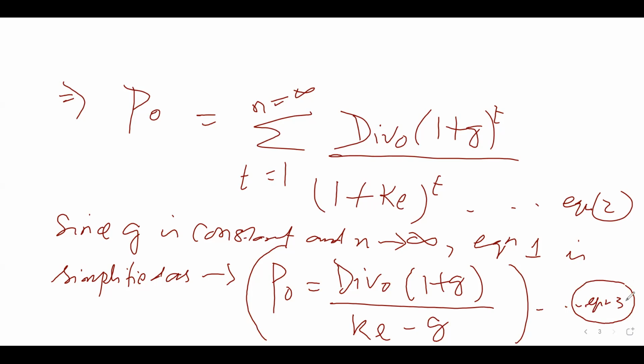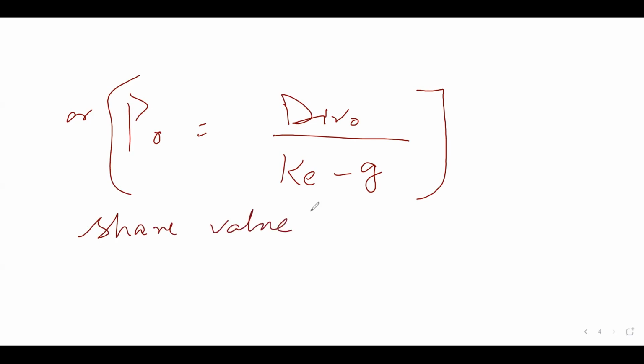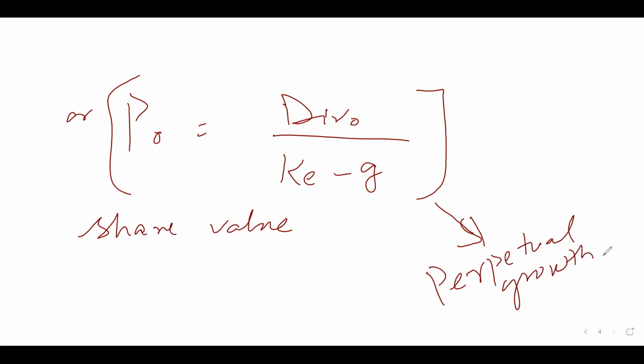So as n tends to infinity, you can also write P0 is equal to the dividend for a year, over opportunity cost minus growth rate, which is your share valuation, with the dividend growing at a constant growth rate of G. This is for perpetual growth. From equation 3, if it is going for n number of years, for perpetual growth, your share valuation will become this.